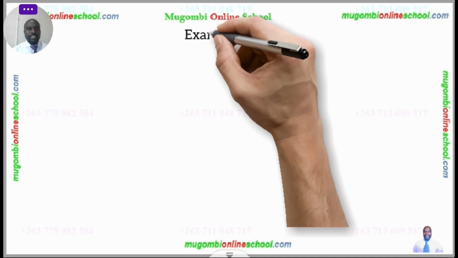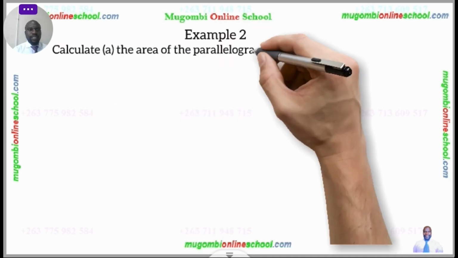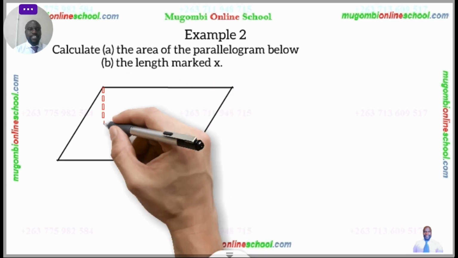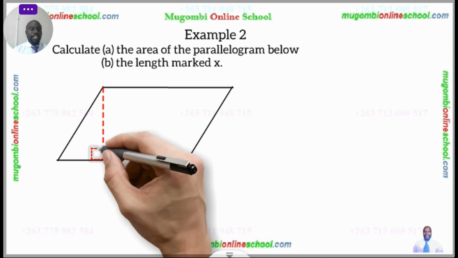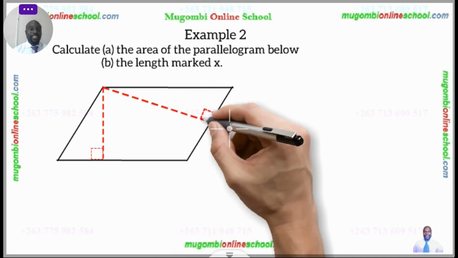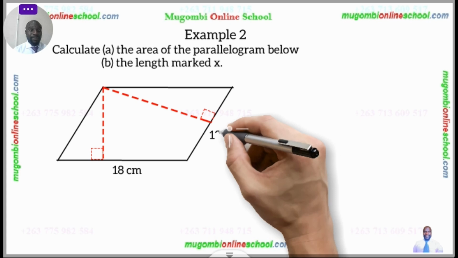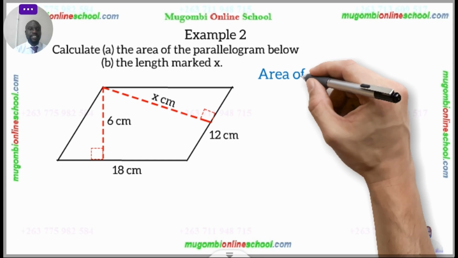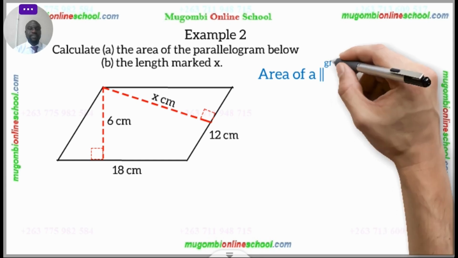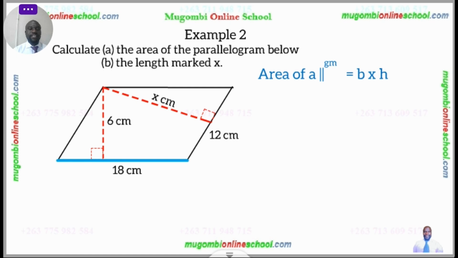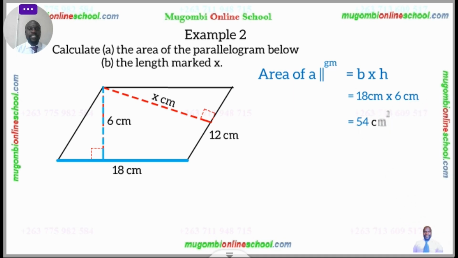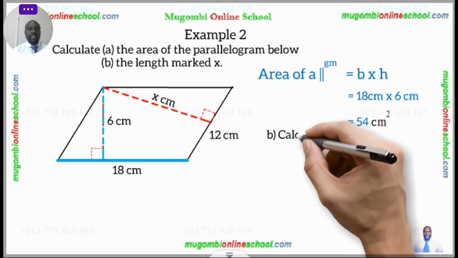Let us now move on to the next example, which is example 2. Calculate the area of the parallelogram below and then the length marked x. So here's the parallelogram. We are sure that this is a parallelogram because the statement instructed us so. This side is 18, this one is 12, and this one is 6, and this one is x centimeters. So the area of a parallelogram is calculated as base times height. This is the base in this case, and this is the height. We use known quantities. 18 by 6 will give us 54 squared centimeters. So this is our answer.